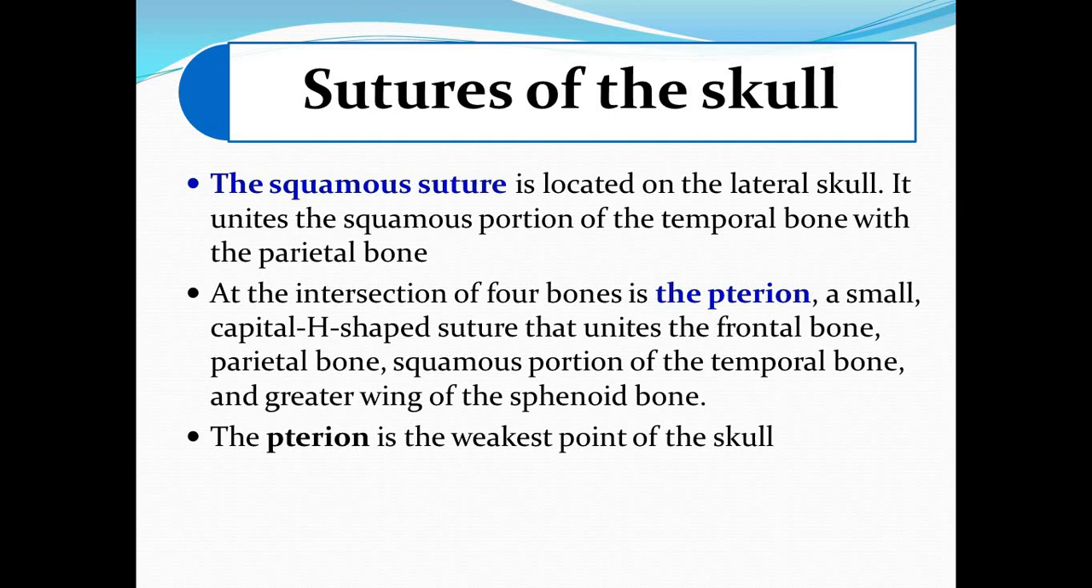Another structure is the pterion. Pterion is an intersection of four bones of the calvarium, which are the frontal bone, the parietal bone, the squamous portion of temporal bone, and the greater wing of sphenoid bone. This is an H-shaped suture that unites these four bones together, so it's considered the weakest point of the whole skull.